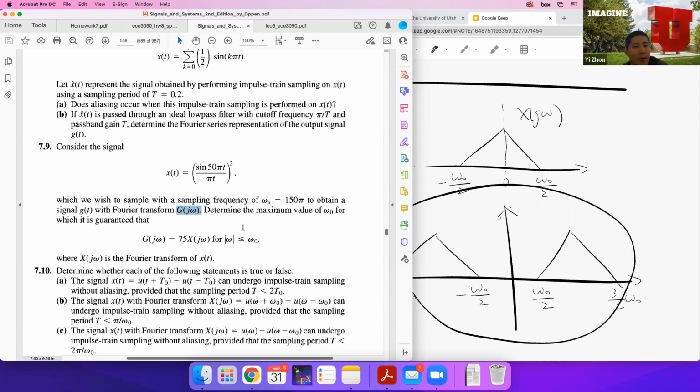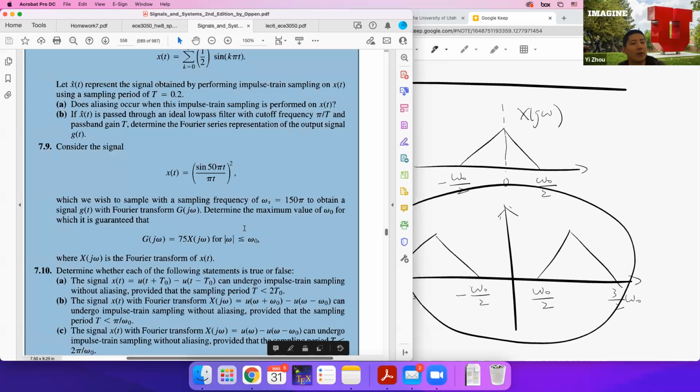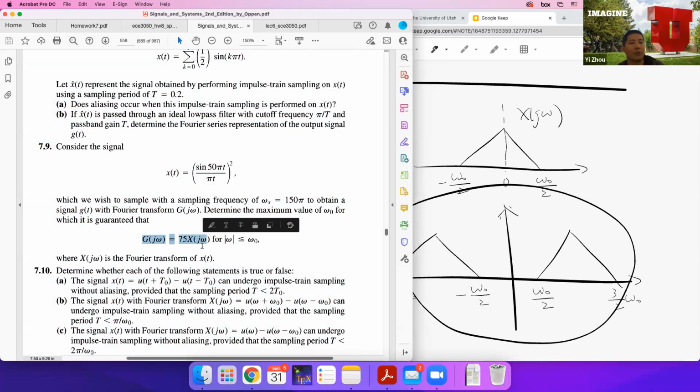Now determine the maximum value of omega naught such that the G spectrum equals 75 times the X spectrum for omega between negative omega naught and omega naught. Okay, so basically you need to find a frequency band such that this equation holds.